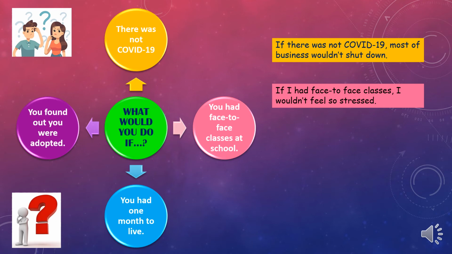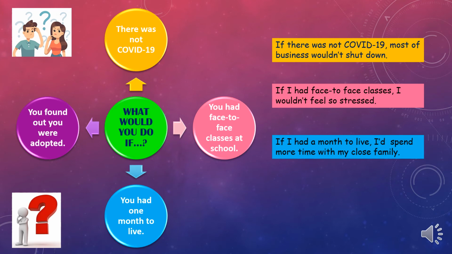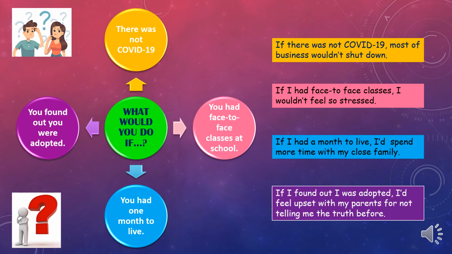Okay, is that true for you? Probably, right? Maybe, yes. Next, if I had a month to live, I'd spend more time with my close family. Si tuviera un mes de vida, pasaría más tiempo con mi familia más cercana. Okay? And finally, if I found out I was adopted, I'd feel upset with my parents for not telling me the truth before. Si descubriera que soy adoptado o adoptada, me sentiría decepcionado con mis papás por no decirme la verdad antes. Okay? Probably, yes.